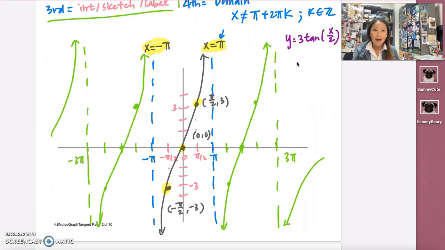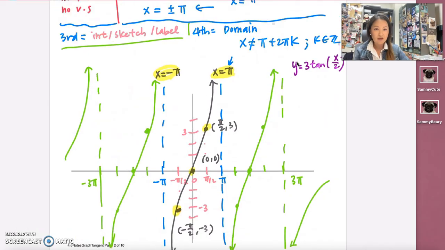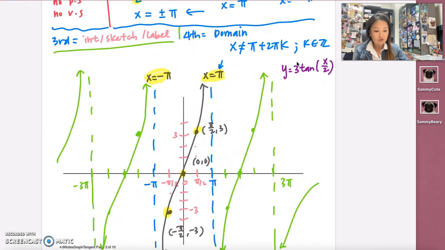Well, when is tangent negative 1? It's when it's negative pi over 4, right? So I'm going to plug this guy in. What's negative pi over 2 divided by 2? What's half of negative pi over 2? Which is negative pi over 4. What's tangent of negative pi over 4? Negative 1 times 3 is, ding, ding, ding, negative 3. And that's why that coordinate works.